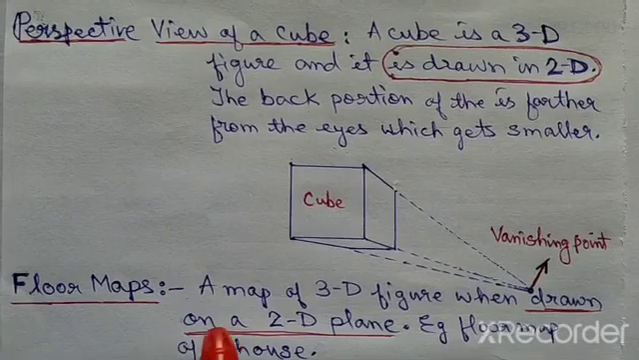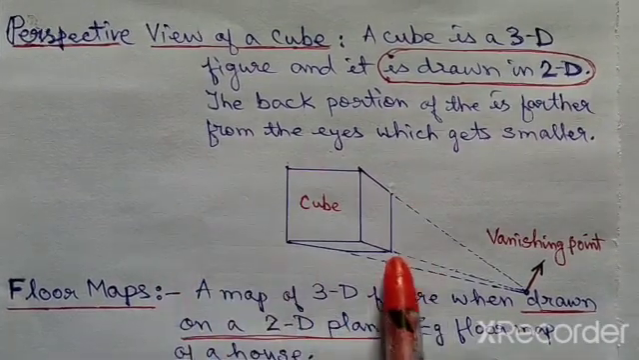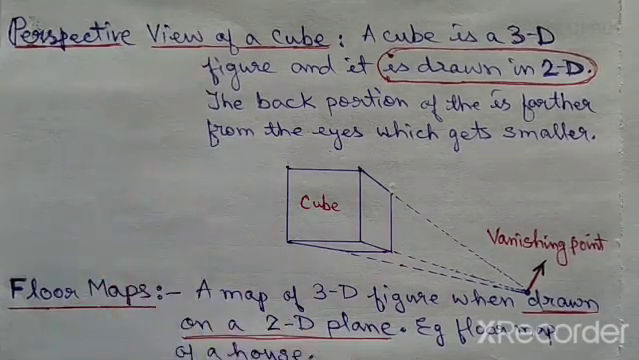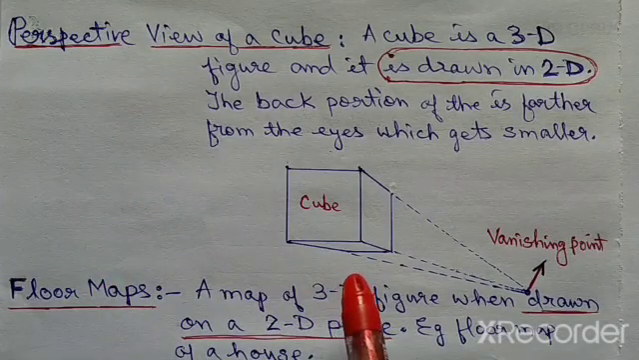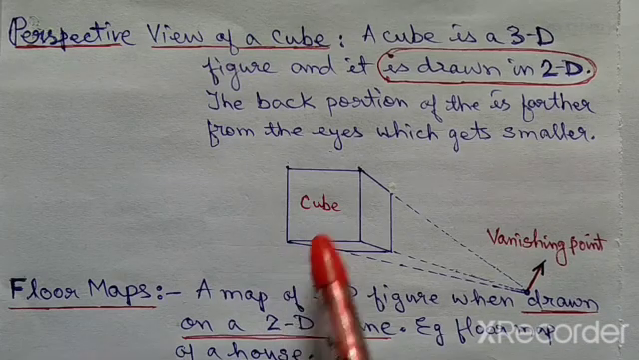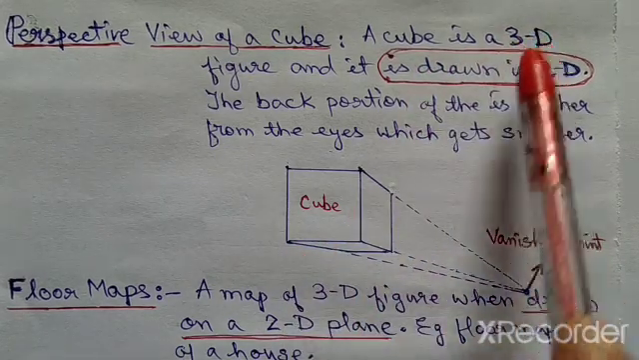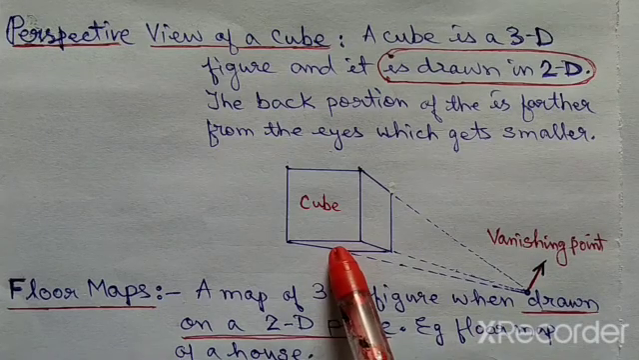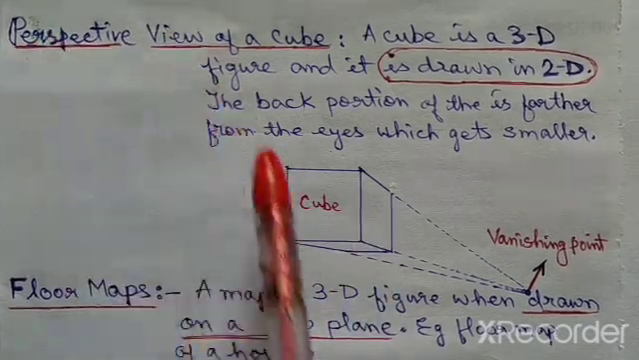So children, actually this drawing of a cube is in a perspective view. Okay, try to understand. It is drawn on plain paper. So actually the 3D cube is a 3D figure, a solid object, but it is drawn on a piece of paper, so it looks like a 2D plane. Okay, so this is called the perspective view of a cube.